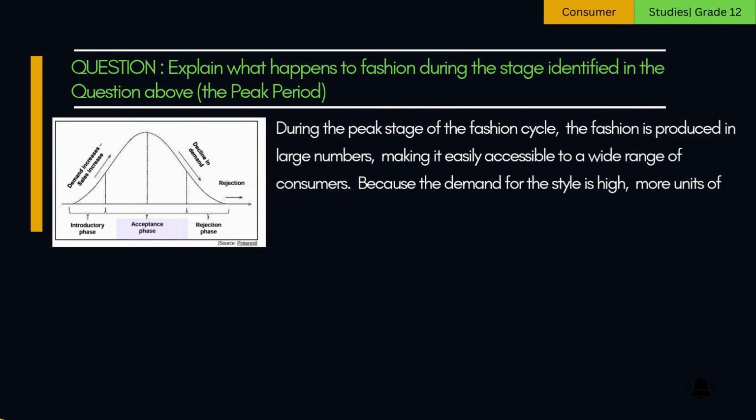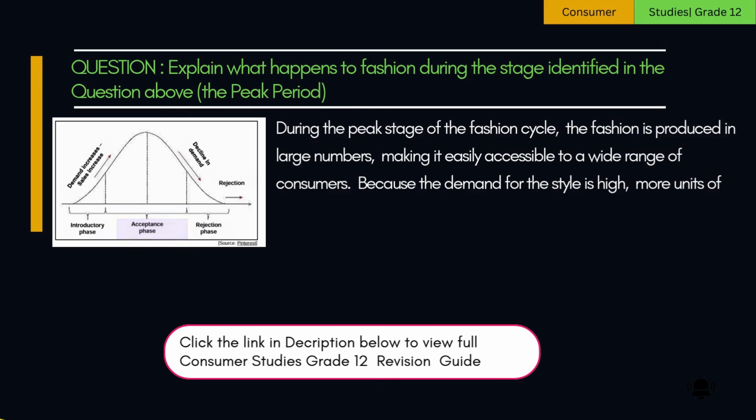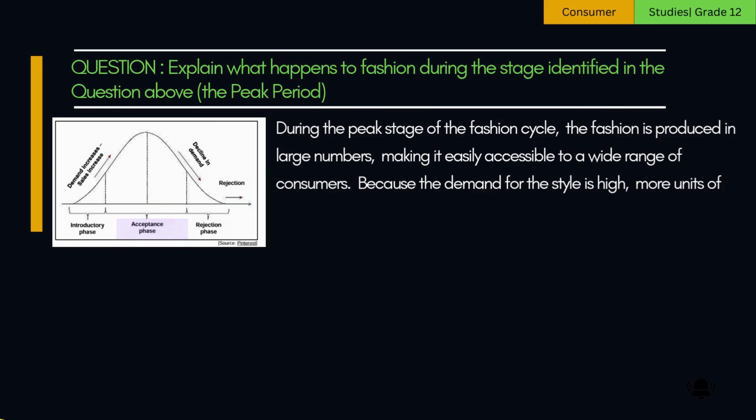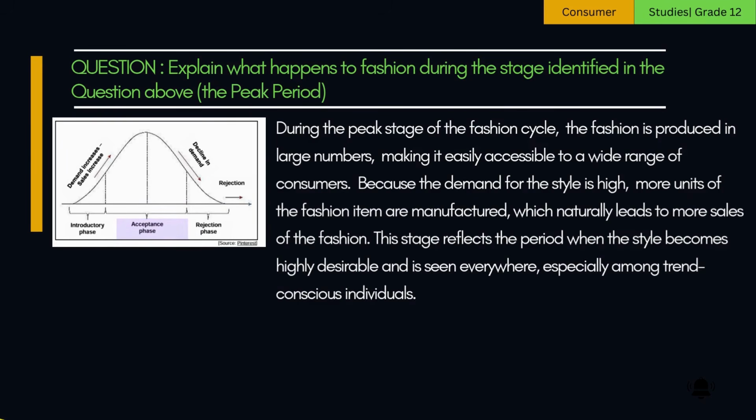During the peak stage of the fashion cycle, the fashion is produced in large numbers, making it easily accessible to a wide range of consumers. Because the demand for the style is high, more units of the fashion item are manufactured, which naturally leads to more sales of the fashion. This stage reflects the period when the style becomes highly desirable and is seen everywhere, especially among trend-conscious individuals.